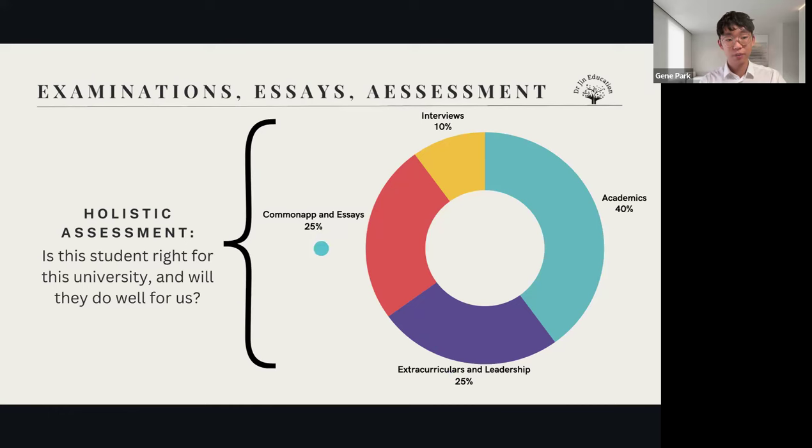And of course, the 25% here is your writing. That's going to be, well, I've labeled it Common App here because that is the most widely used platform for you to submit all of your essays, your writing, your responses in one place, and we're going to go over all of this for the rest of this seminar in a lot more detail. So that is holistic assessment.